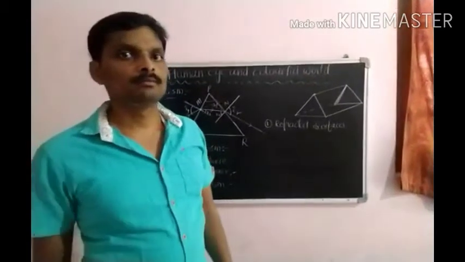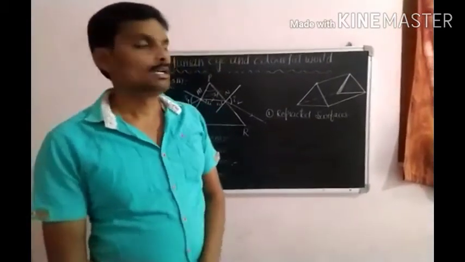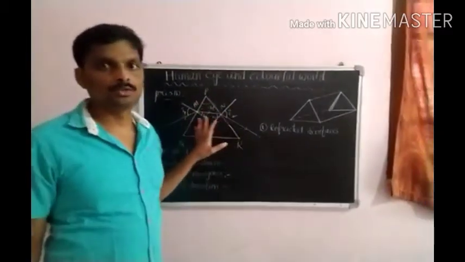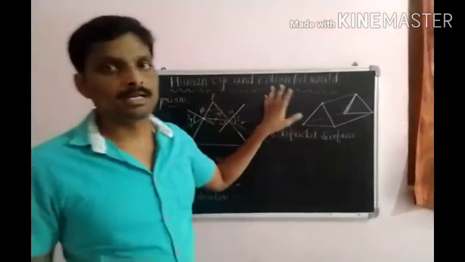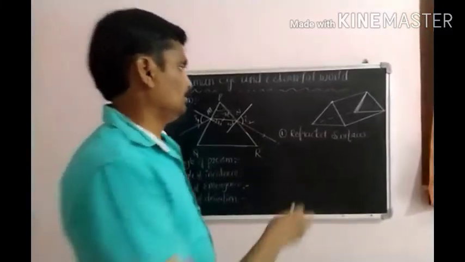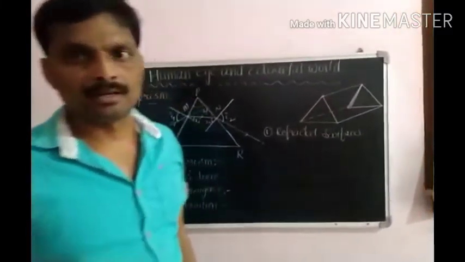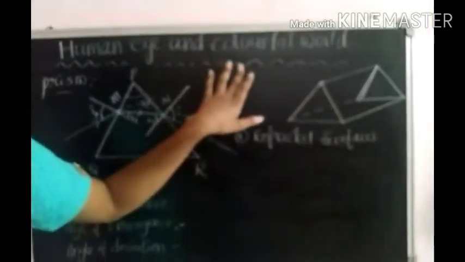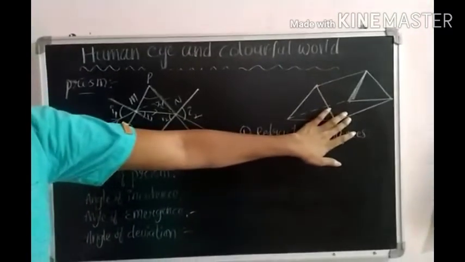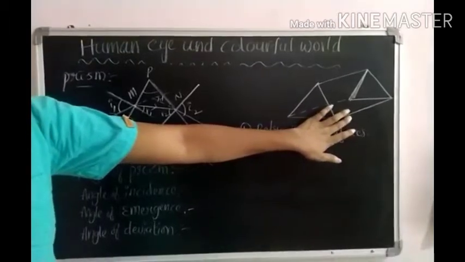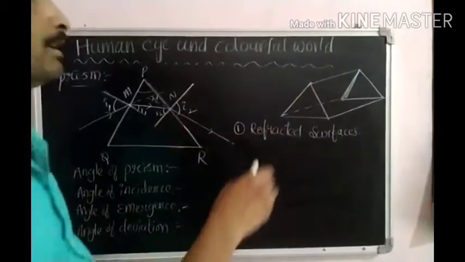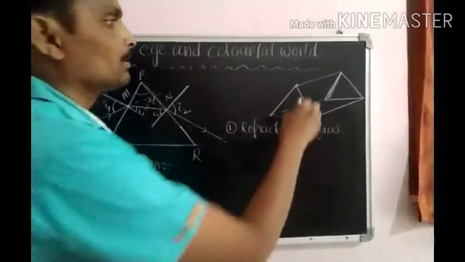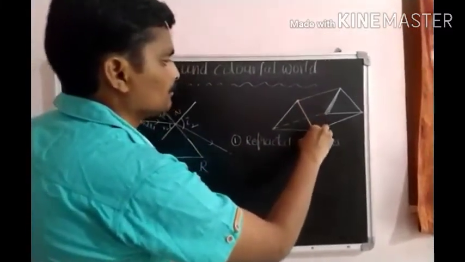Now we are going to learn what is a prism and what are the related terms that belong to a prism. Now what is the prism? Prism is a transparent material. It's separated from its surrounding medium by at least two plane surfaces inclined to each other. Here, this is the prism.